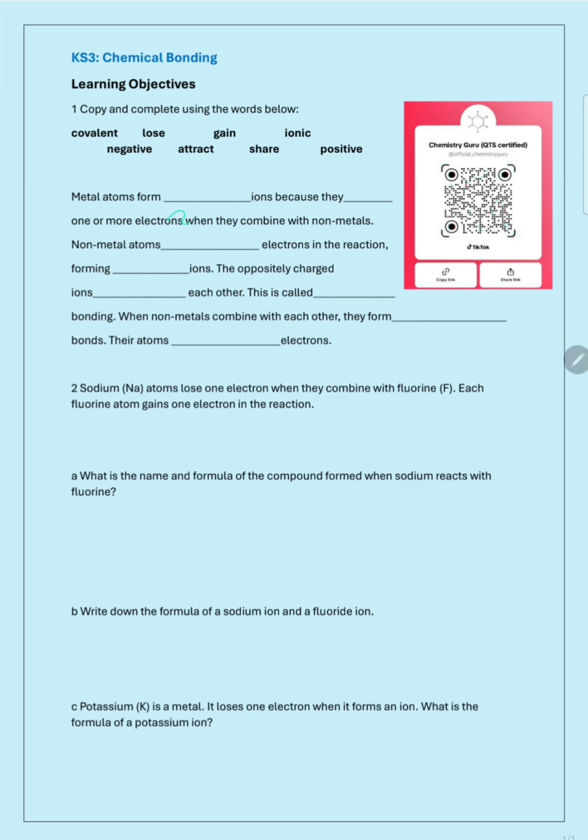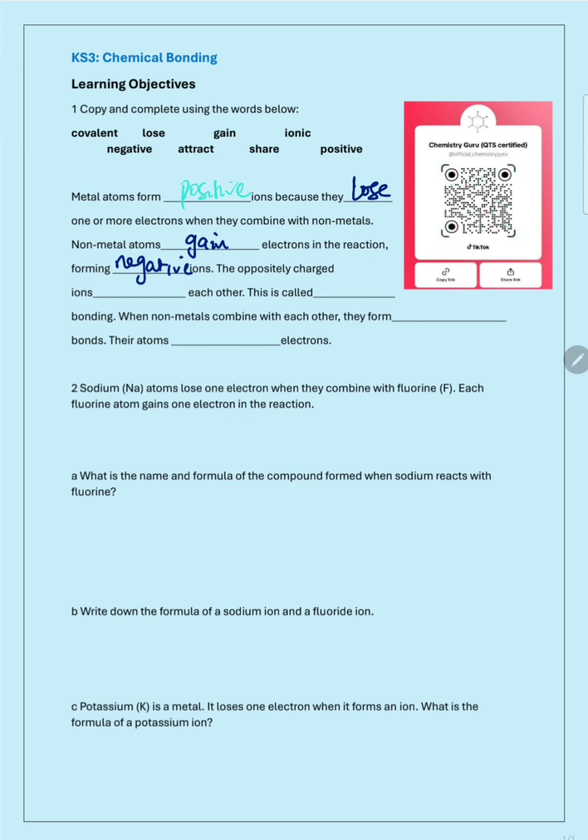So what do metals form? They tend to form positive ions, right? Why do they form positive ions? Because they lose electrons. But what happens to non-metals? Non-metal atoms dash electrons in the reaction. So non-metals tend to give us negative ions. For them to give us negative ions, it means that they are gaining more electrons than protons. So they gain electrons in the reaction, forming negative ions.